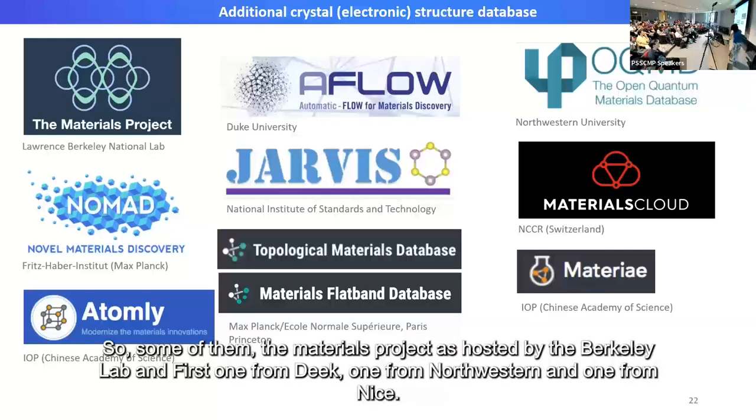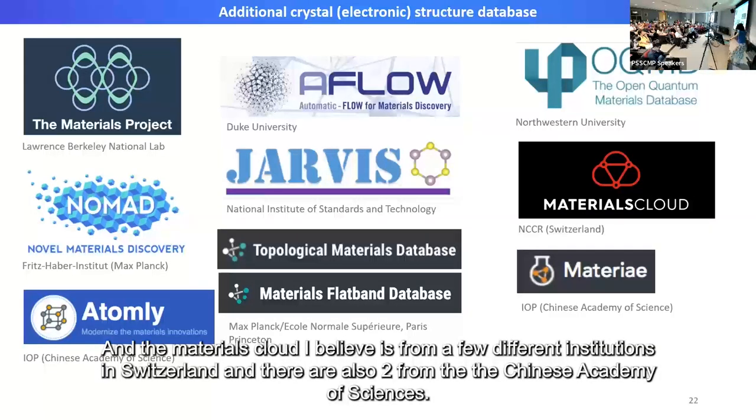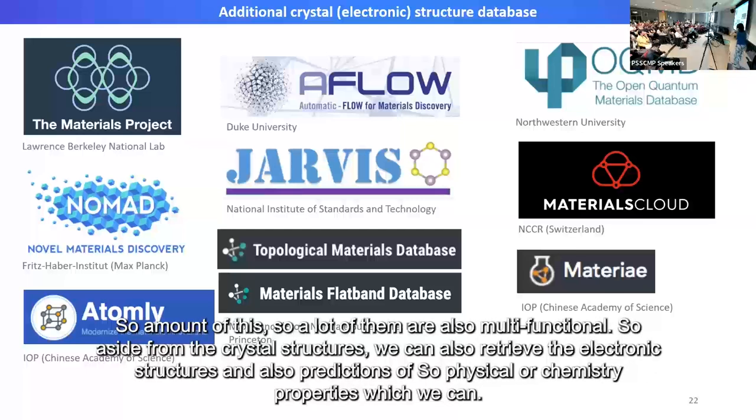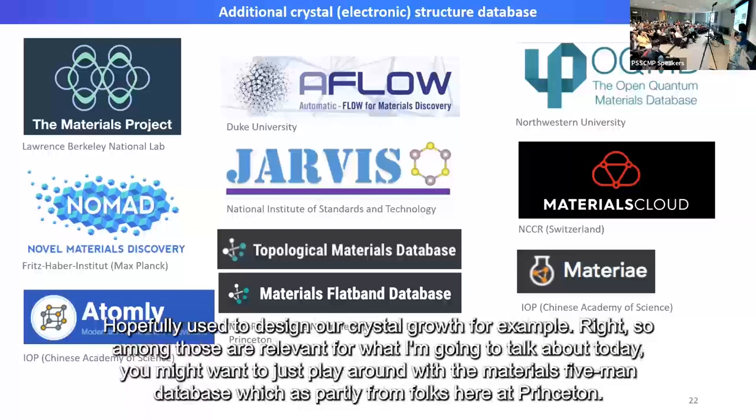Among them, the Materials Project is hosted by Berkeley Lab, and there's one from Duke, one from Northwestern, and one from NIST. Materials Cloud, I believe, is from a few different institutions in Switzerland. And there are also two from the Chinese Academy of Sciences. A lot of them are also multifunctional. Aside from the crystal structures, you can also retrieve the electronic structures and predictions of some physical or chemical properties, which we can hopefully use to design our crystal growth, for example.